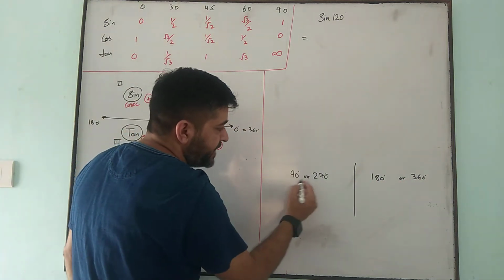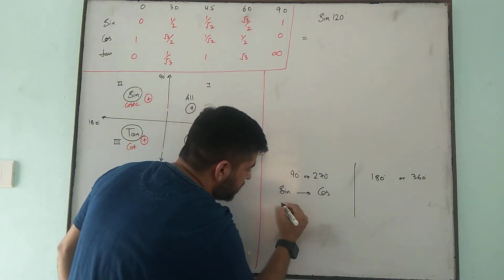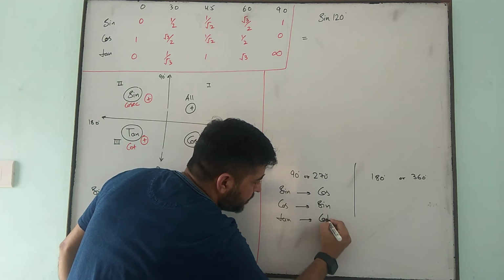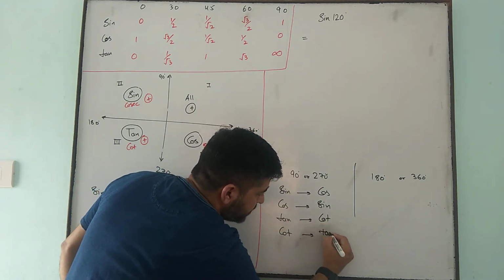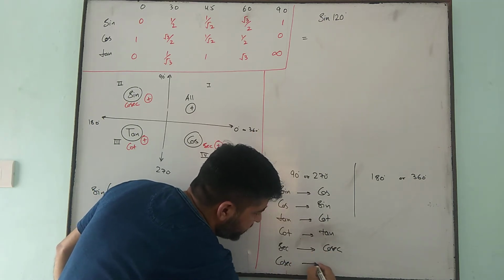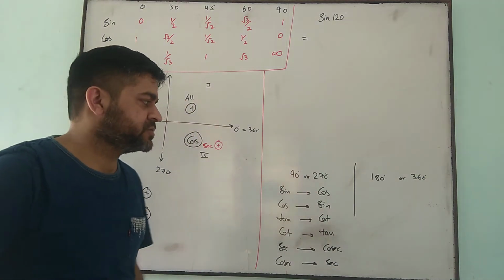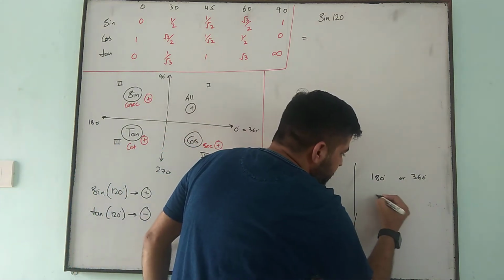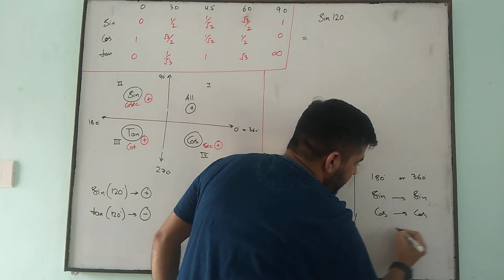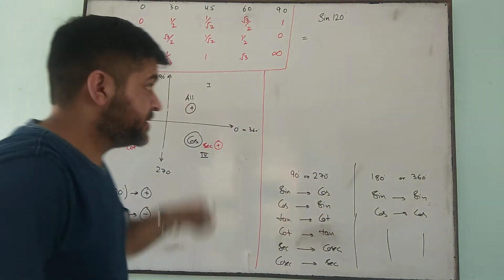If we are breaking it with 90 or 270, our concept is sine will change into cos, cos will change into sine, tan into cot, cot into tan, secant into cosecant and cosecant into secant. This is the changing process. If the angle we are using is 90 or 270, this change happens. If it is 180 or 360, there is no change. Sine will remain sine, cos will remain cos, and all will remain the same if we are using a 180 or 360 degree angle.